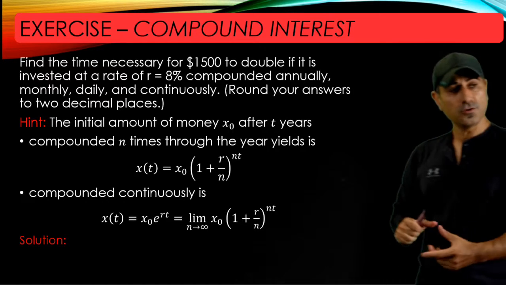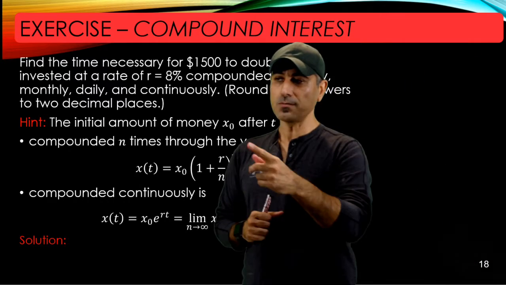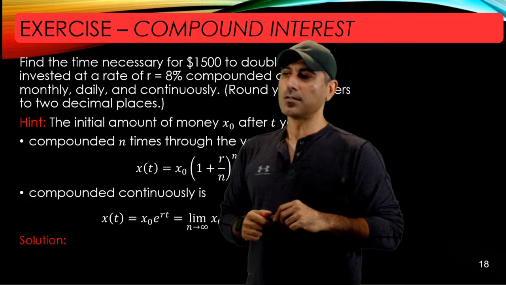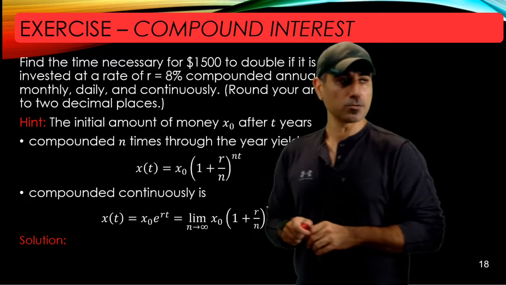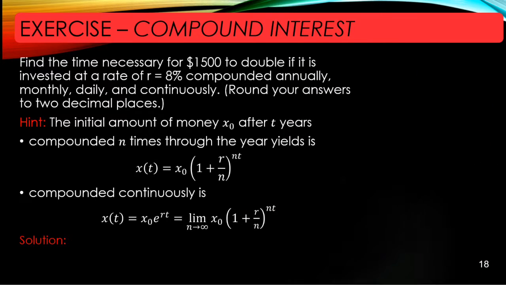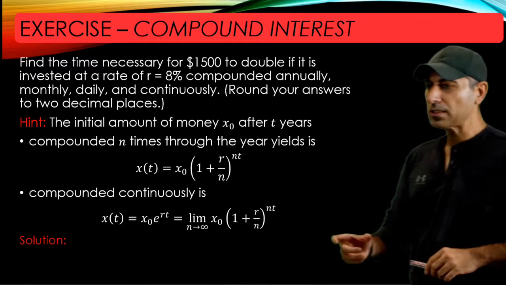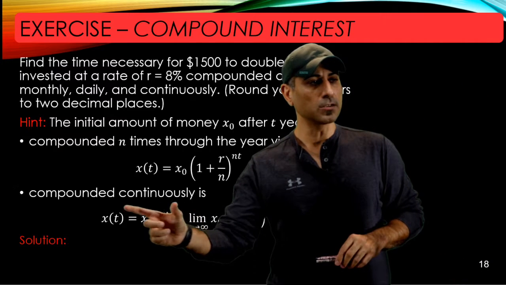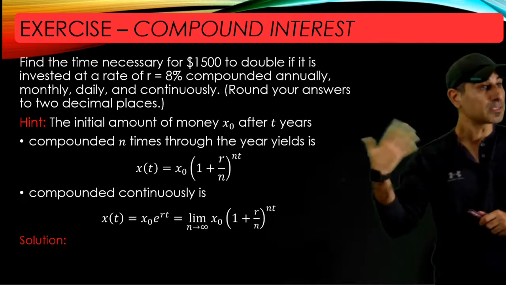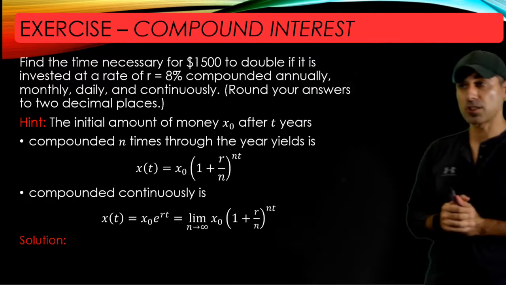However, if you let n go to infinity, where n is the number of compoundings through the year, that means you are compounding infinitely many times during the year, and that converges to the solution I described in the previous slide for the differential equation.